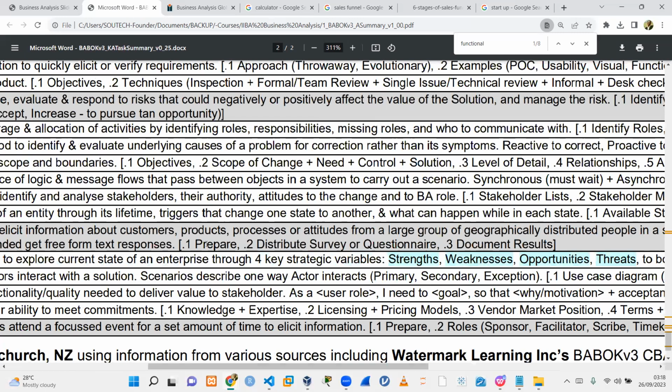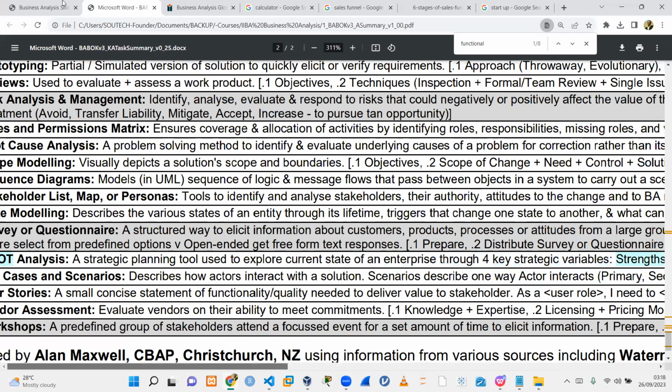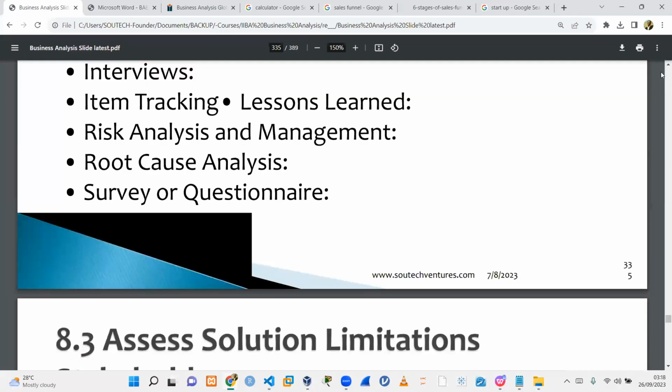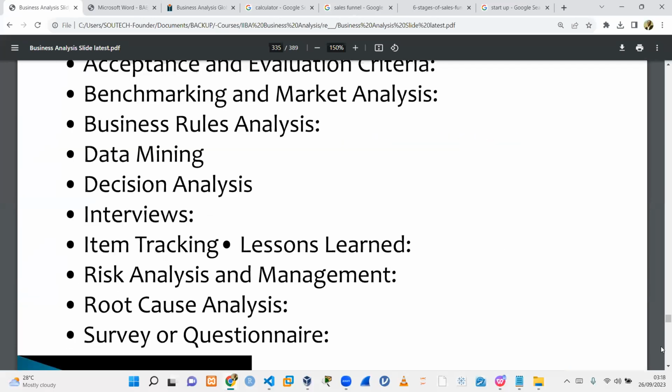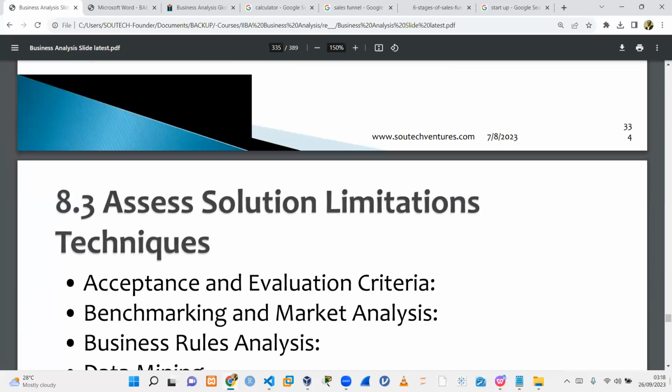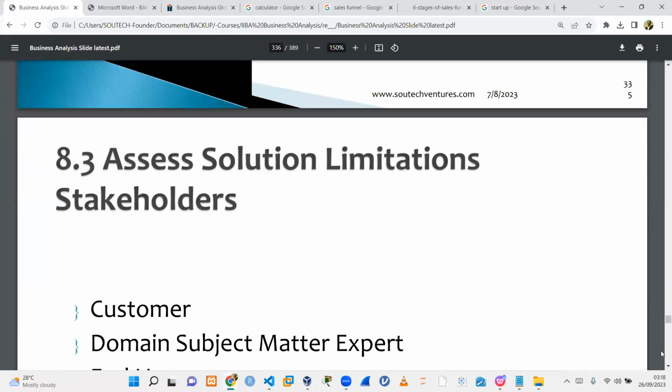So how you do it is that you prepare the questionnaire. On the channel, I have a properly documented questionnaire methodology guideline, so you can look it up. It's in the data analysis series. You prepare, you distribute the survey, then you document the results. And that's where some basic data analysis comes in. So you can use that to look at and assess your solutions.